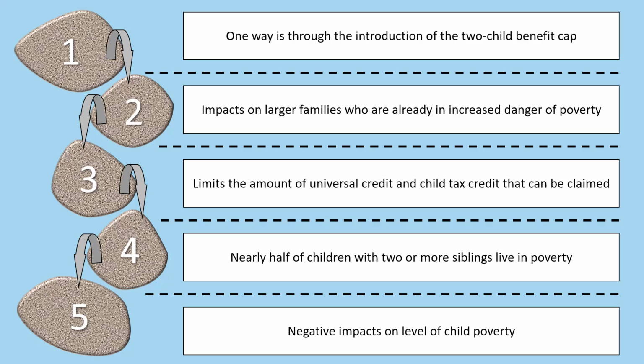We can now link this into poverty. We know that nearly half of children with 2 or more siblings live in poverty. So the inability to afford goods and services because they have a limited amount of benefits will have a negative impact on the level of child poverty, and we've created our chain of analysis. Let's look at a second way.